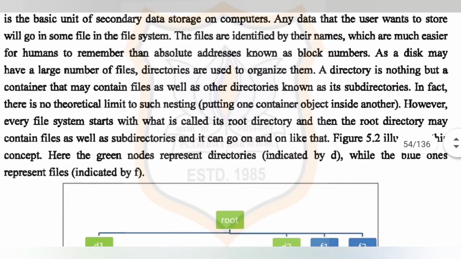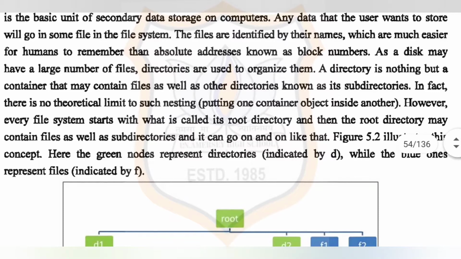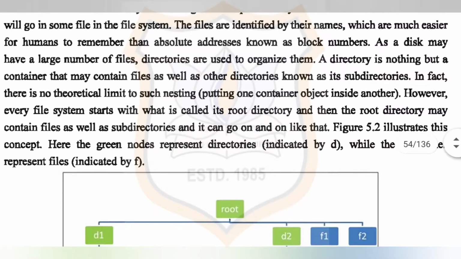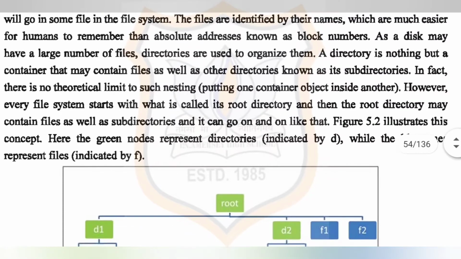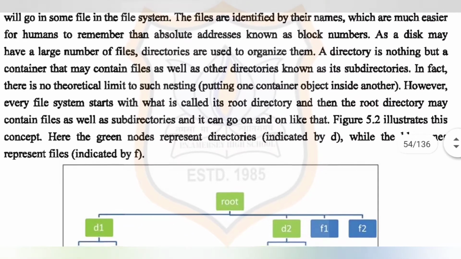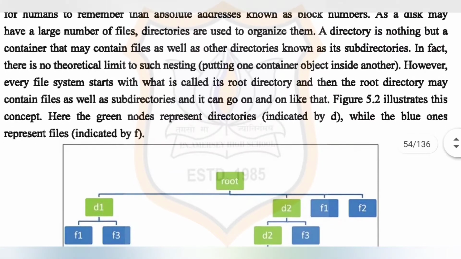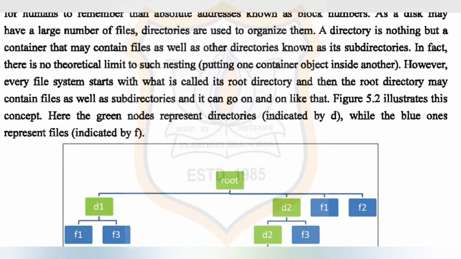The files are identified by their names, which are much easier for humans to remember than absolute addresses known as block numbers. As a disk may have a large number of files, directories are used to organize them. A directory is nothing but a container that may contain files as well as other directories known as its subdirectories. In fact, there is no theoretical limit to such nesting, putting one container object inside another.